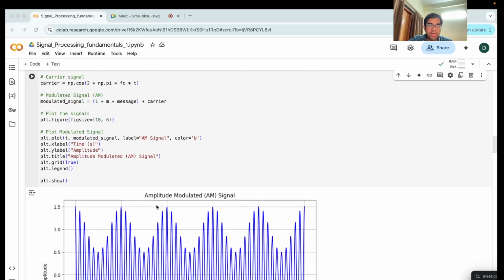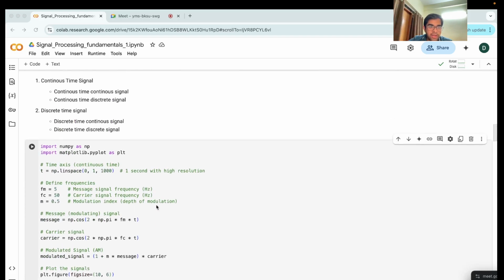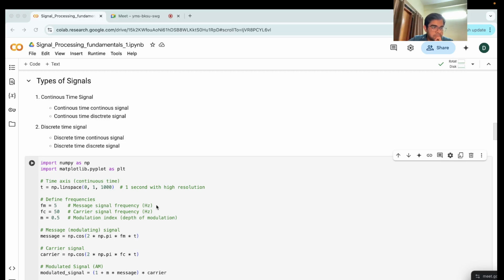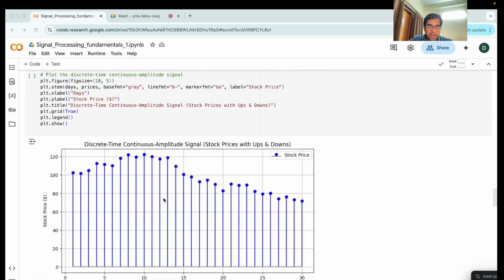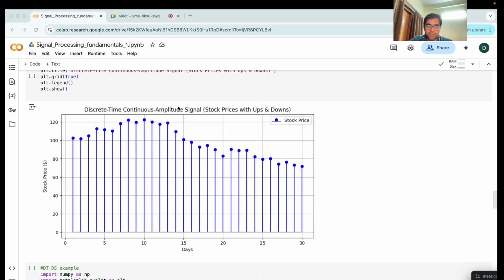Can anyone tell an example of a discrete time continuous signal from whatever examples I have given earlier? Discrete time continuous amplitude. Stock prices was like that. Yes, exactly. Vinod was right. In the case of stock prices, for example, this is an example simulation of a stock price as the days progress. On the x-axis you see days, which are discrete, like you don't have continuous time values here. You only have for a particular day, day 1, day 2, and so on. So these are discrete days, and on the y-axis the prices can be continuous. It can take any price on a given particular day. So this is an example of a discrete time continuous amplitude signal.